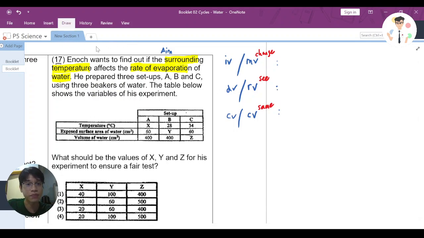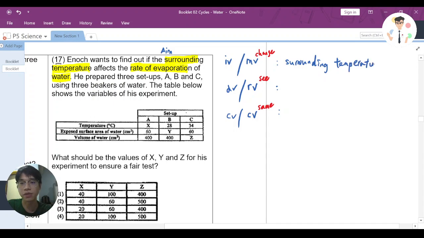Now, here it says we want to find out if surrounding temperature affects the rate of evaporation. So the thing that needs to be changed is the surrounding temperature. And when the surrounding temperature is changed, we can see how it affects the rate of evaporation. So the rate of evaporation is basically our responding variable, something we need to see. Now, let's continue the question.